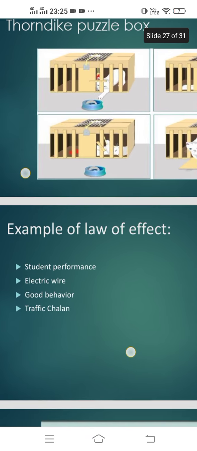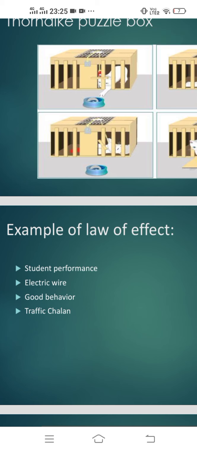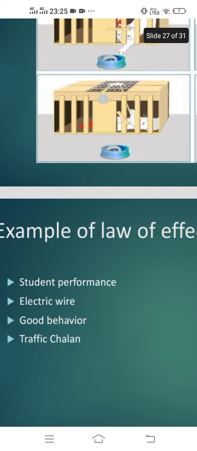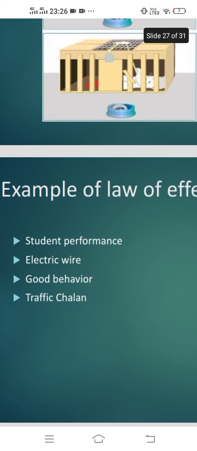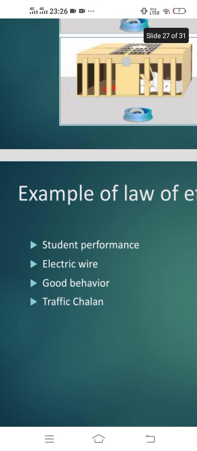Let's move toward the next examples of the law of effect. If a student is awarded because of his good performance, this brings pleasure to him, and he will continue and try to improve his performance. If you get an electric shock from an electric wire, you will avoid touching the electric wire. If your good behavior is appreciated, you will obviously do that behavior next time. The next example is the traffic challan. If you get a challan from the traffic warden, you feel unpleasant and you have to pay that challan, so next time you will avoid that action that brings challans to you.